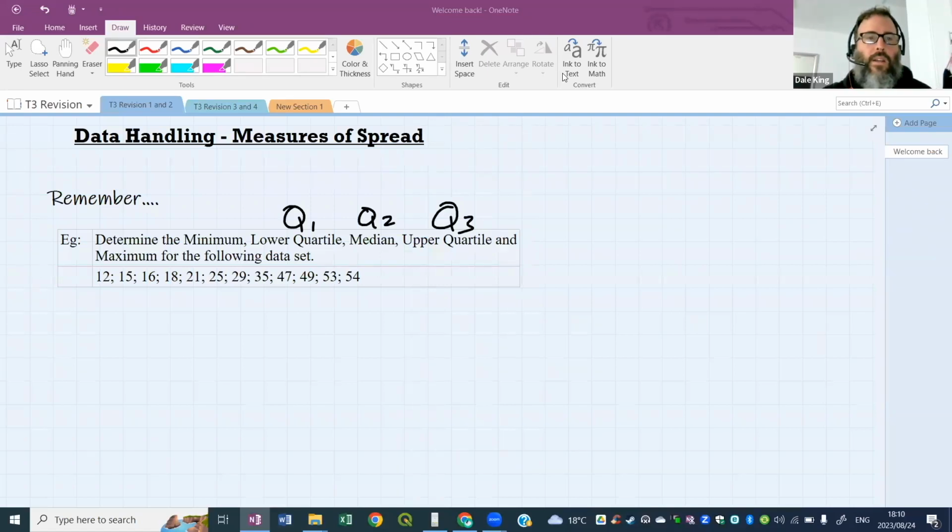We are calculating, as the question says, the minimum, the lower quartile or Q1, the median or Q2, the upper quartile, Q3, and the maximum for the data set that's below there, from 12 up to 54.